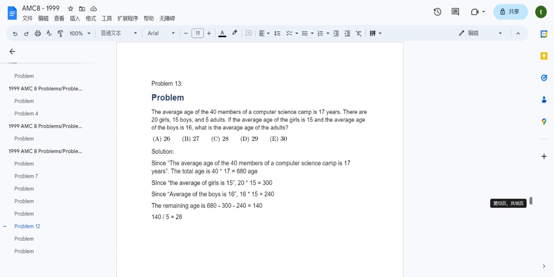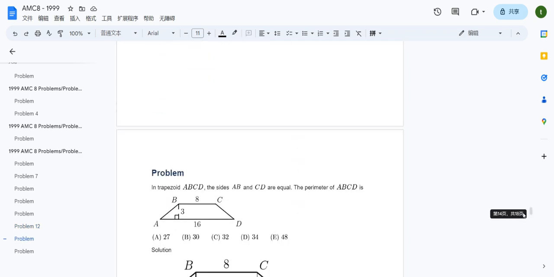So the solution is like this. Since the average age of the 40 members of the computer science camp is 17 years, the total age is equal to 680 years. And since the average age of girls is 15, 20 times 15 is 300. The average age of boys is 16, so 15 times 16 is 240. Hence, the remaining age is 140. And we divide by 5 adults, which is 28.